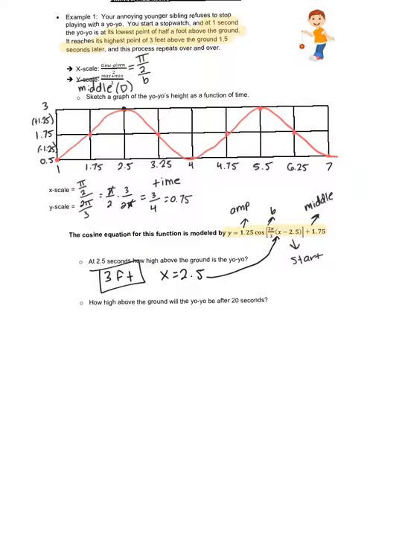I do not see 20 on my graph, so I'm going to need to plug it into my given equation this time. Okay, and if you type this in your calculator, you should get 2.75 feet.